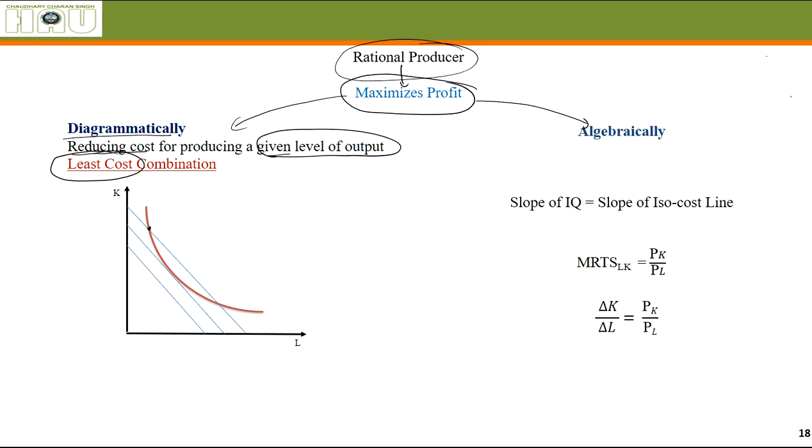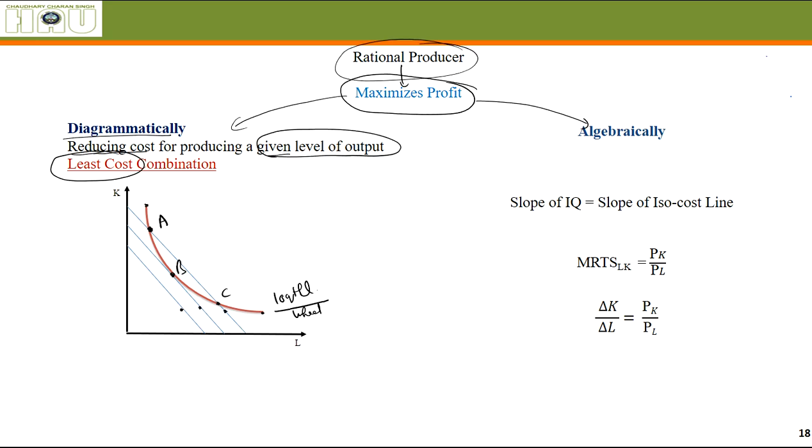So this is the isoquant showing different combinations of labor and capital that can produce a given level of output. Let's say we have to produce 10 quintals of wheat, and we can produce them at A, B and C, all these 3 points. And these are the iso-cost lines based on different budgets. The budget here is less, then more and more.